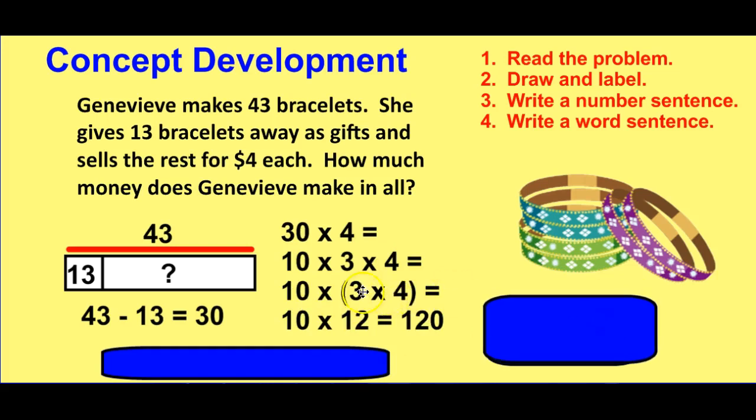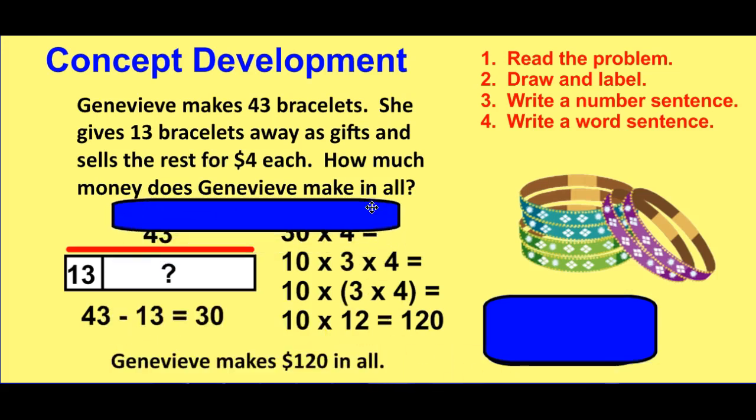So parentheses needed to be around the 3 and the 4, so we were multiplying 10 times 12, and we know that 10 twelves is 120. So the question was, how much money does Genevieve make in all? We know from right here that she's making $120. So go ahead and answer this question on your board in a complete sentence. Push play whenever you're ready to check it. So we know that Genevieve makes $120 in all.